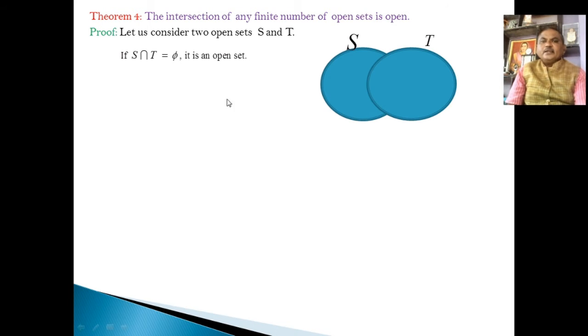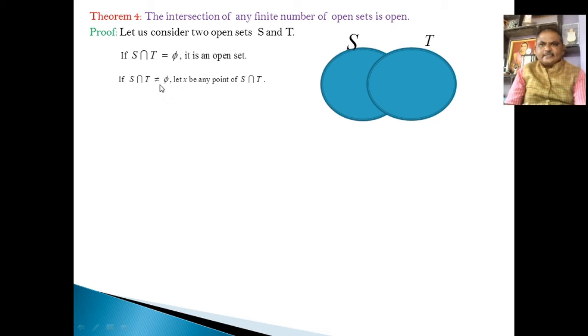Suppose the intersection of these two sets is equal to phi. In this figure the intersection is not equal to phi, but suppose that the intersection of S and T is equal to phi. By the earlier remark, the empty set is also an open set. Therefore, the intersection of these two sets is an open set.